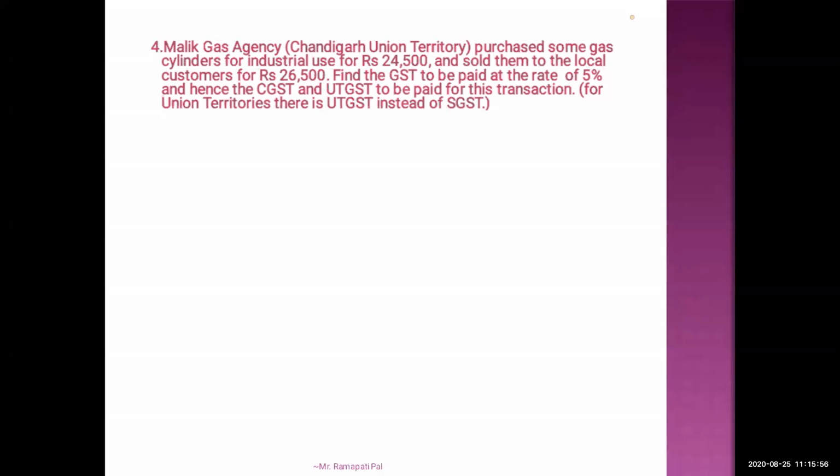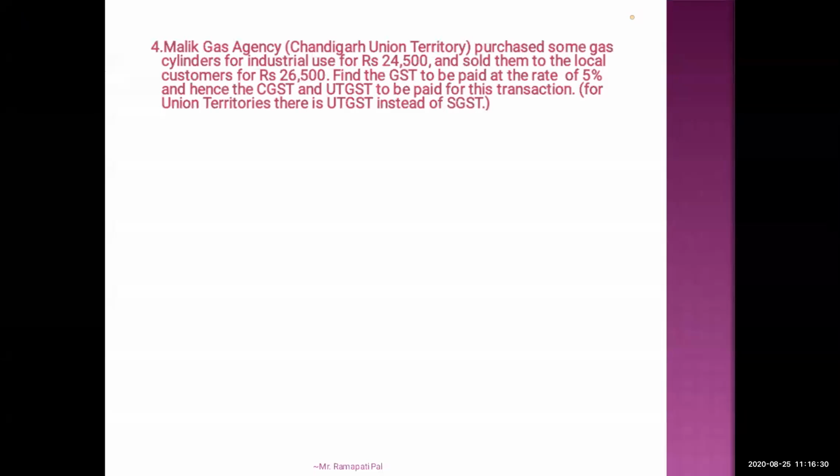Input tax is 5% of 24,500. What is the input tax? Input tax is the 5% of rupees 24,500. Yes, 5% of. 5% means what? 5 upon 100 into 24,500. Correct. Calculate it fast. Yes, like this way. Very good. Ria has done properly with the steps also. Others are just writing the answer.